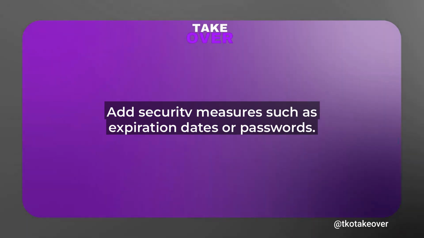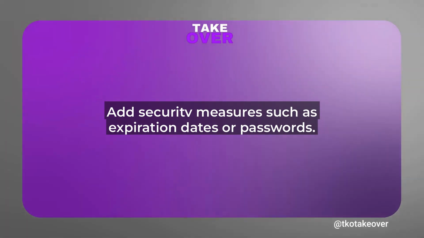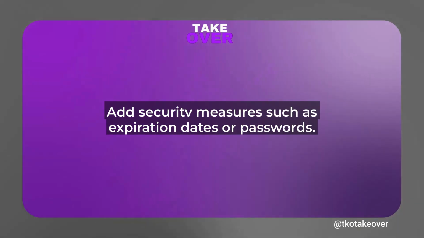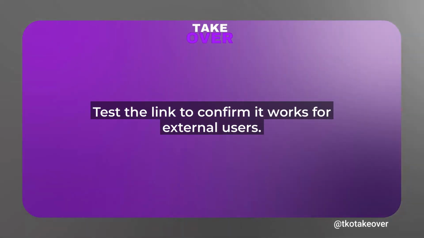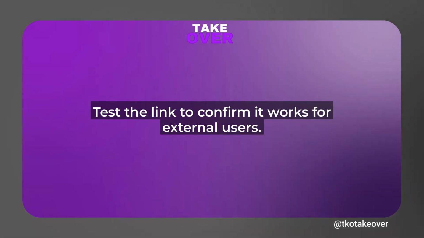Step 4. Save your changes and test the link. Share it with a colleague or friend outside your organization to ensure it works. If you run into issues, like permission errors, head back to the Admin Center and verify your organization's sharing policies.